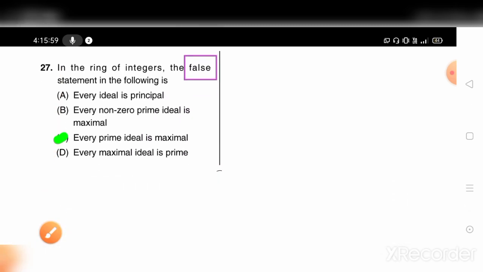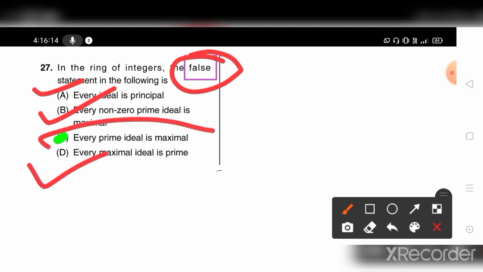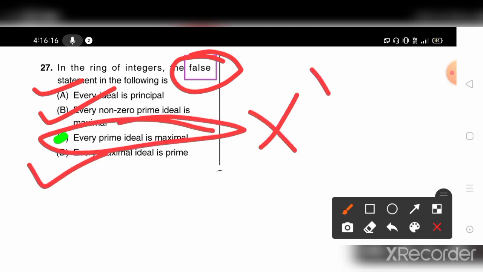In the ring of integers, the false statement in the following is... Here it asks for a false statement. Every ideal is principal, this is correct. Every non-zero prime ideal is maximal, this is also correct. Every maximal ideal is prime. Every prime ideal is maximal, this is wrong. So option C is correct.